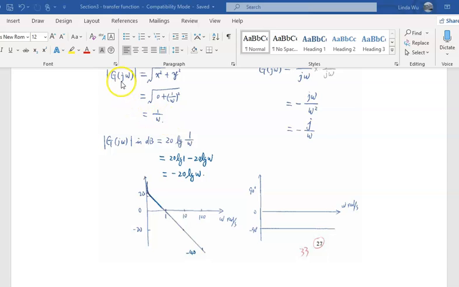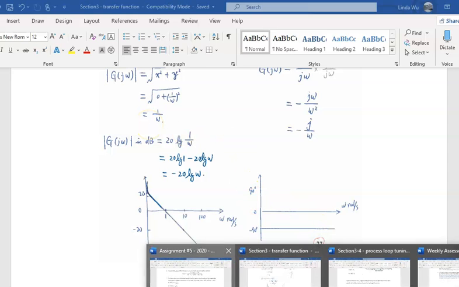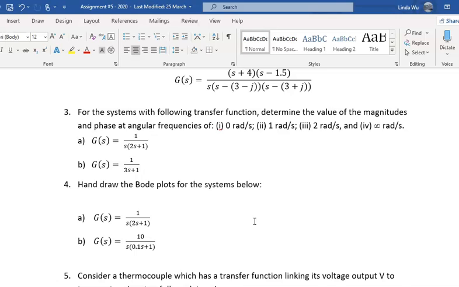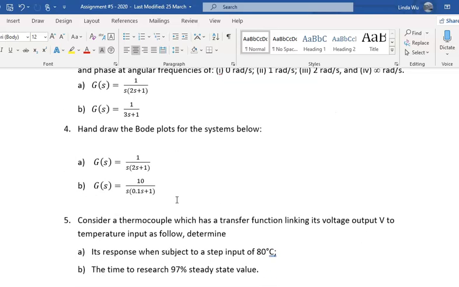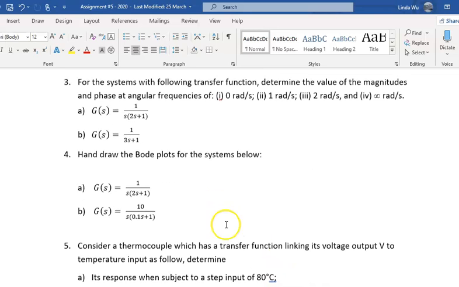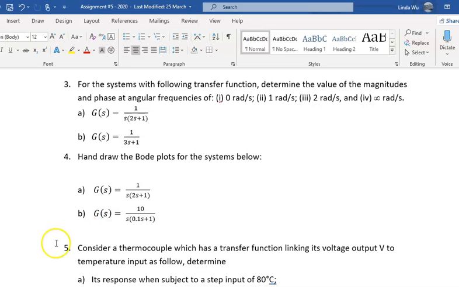So that question is similar. Once we have the expressions for the magnitude and phi of omega, you can calculate for omega equal to different values: omega equal to 0, omega equal to 1, omega equal to 2, and omega equal to infinity. So calculate the 4 values. This is 2 sub-questions, and question 4 is to draw Bode plots. Question 5 is on page 8, also to draw Bode plots.